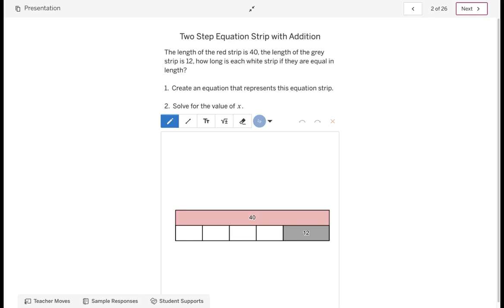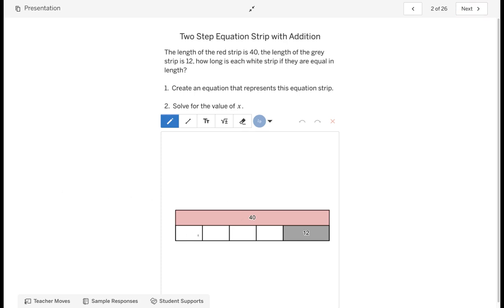All right, so here's another one. This is an equation strip that has 2 steps involved. So it says the length of the red strip is 40, the length of the gray strip is 12. How long is each strip if they're equal in length? Create an equation that represents this equation strip, and then we're going to solve for the value of x.